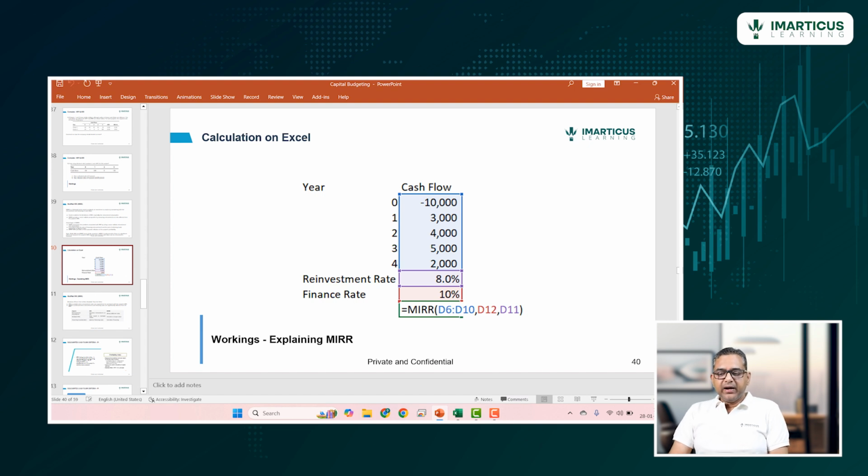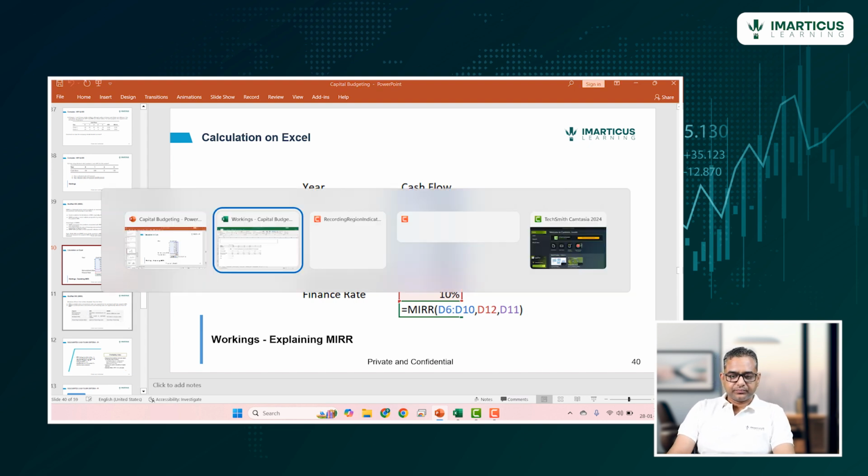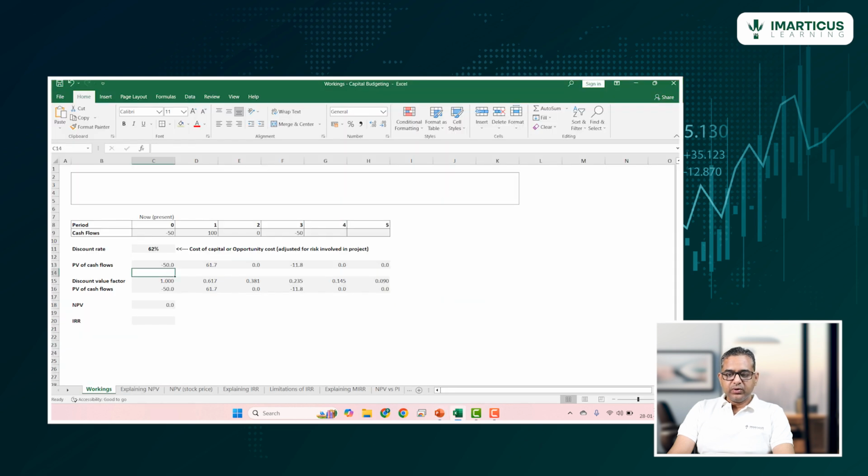So how do we calculate it? We use the function of MIRR on Excel, and we give all the cash flows first. Then we give the finance rate, that is our cost of capital, or that is the discount rate, comma, the reinvestment rate, which we expect our interim cash flows to be reinvested at, this rate of 8%, that is MIRR. So let's look at how it works.